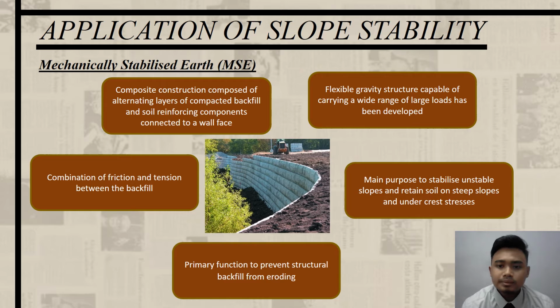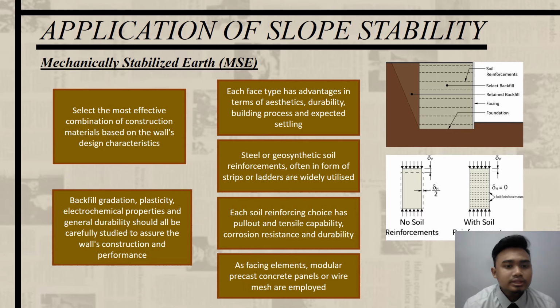A flexible gravity structure capable of carrying a wide range of large loads has been developed. Then, the engineer must select the most effective combination of construction materials based on the wall design characteristics. Backfill gradation, plasticity, electrochemical properties, and general durability should all be carefully studied to ensure the wall's construction and performance. Each wall type has advantages in terms of aesthetics, durability, building process, and expected setting.